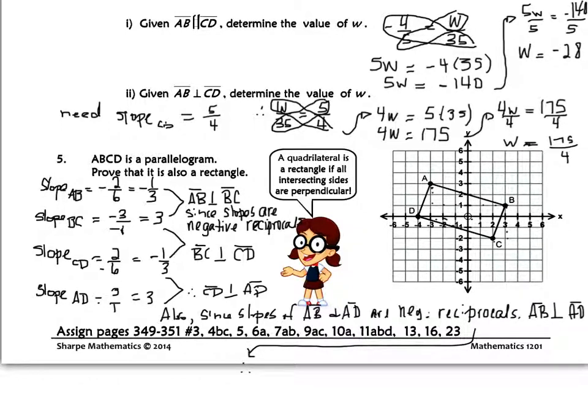Therefore, there are right angles at A, B, C, and D, and ABCD then is a rectangle.